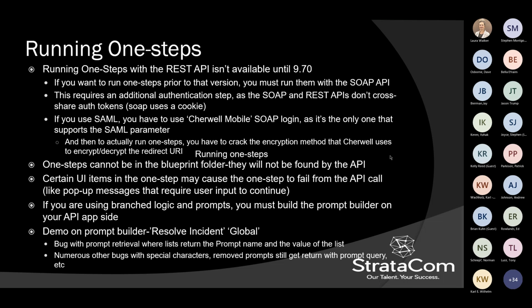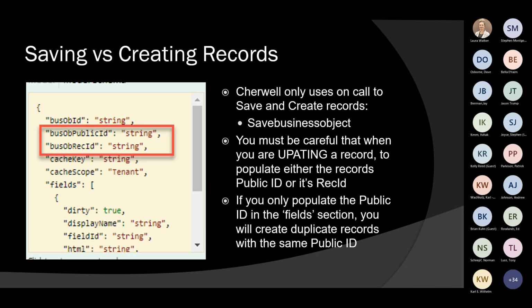All right, so let's go next. Saving versus creating, this gets a lot of newbies. There's only a save business object call, and it's the same for saving existing and creating. So you've got to be careful if you're updating a record that you populate either the record's public ID or its rec ID. You have to populate one of these two fields if you want to update it. If you don't, it will actually create a new one.